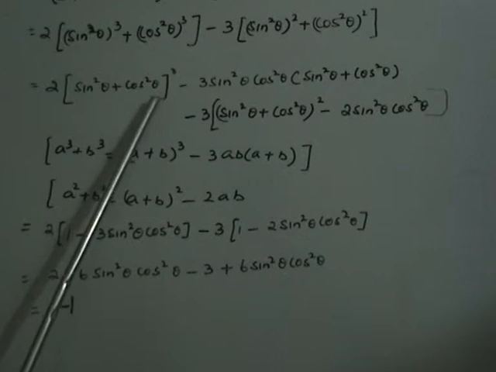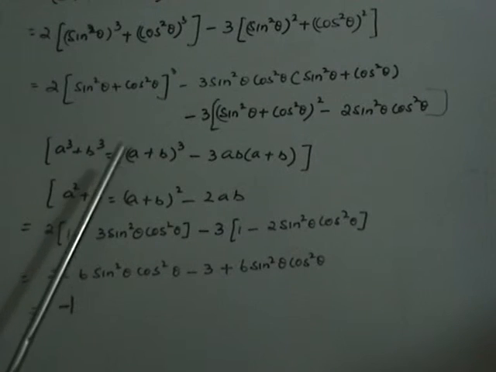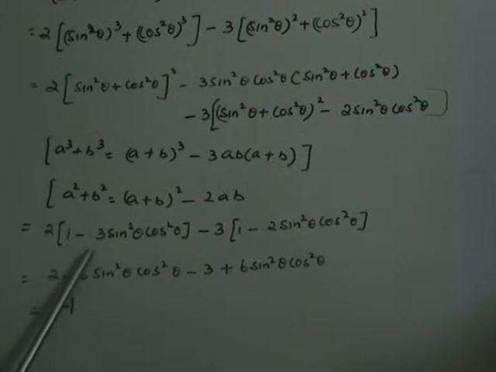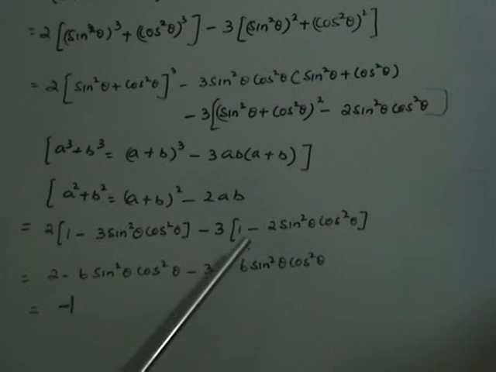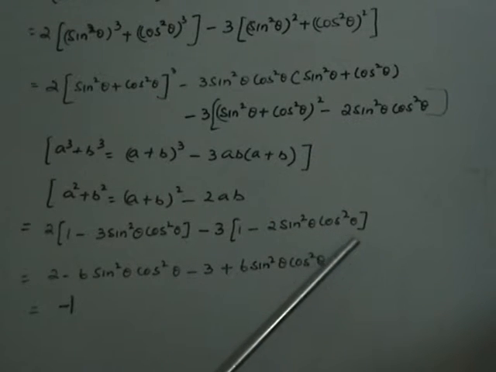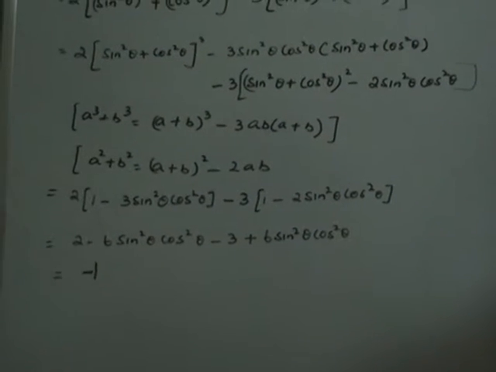Sin square theta plus cos square theta is 1. Here also it is 1. Here also it is 1. Therefore let us substitute 1 in those places. 2 into 1 minus 3 sin square theta cos square theta, and the second expression minus 3 into 1 minus 2 sin square theta cos square theta. Therefore multiplying, 2 minus 6 sin square theta cos square theta, and minus 3 into minus gives plus, 6 sin square theta cos square theta. The 6 sin square theta cos square theta terms get cancelled. 2 minus 3 is minus 1, which is the required value for the expression.